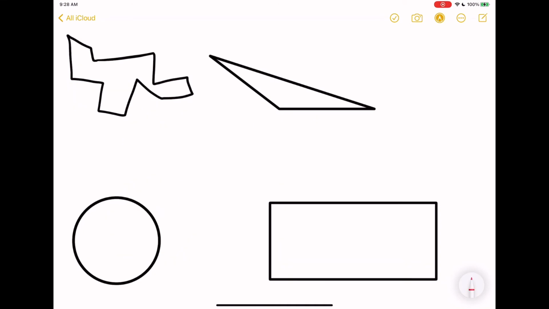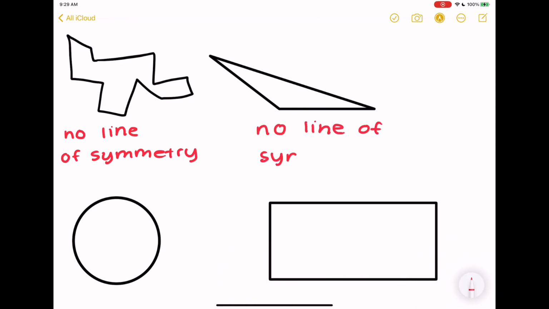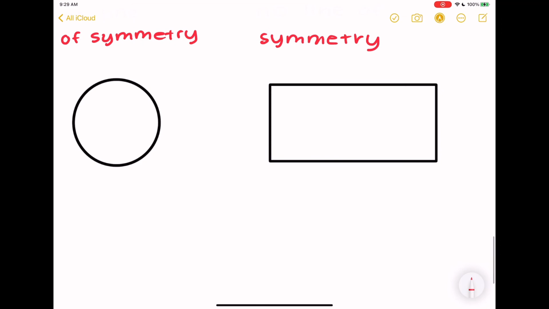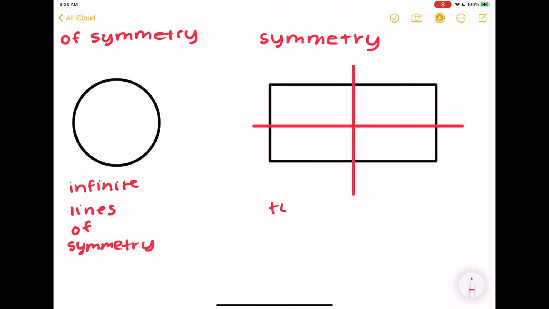Did you do it? Let's check if you got the correct answers. The first shape that we have has zero lines of symmetry, and also the one right next to it has zero lines of symmetry. You may think that this is a line of symmetry, but in this particular case, the two sides are not exactly equal, which is why there's no line of symmetry. And then, as I said before, circles have infinite lines of symmetry, and the rectangle has two lines of symmetry.